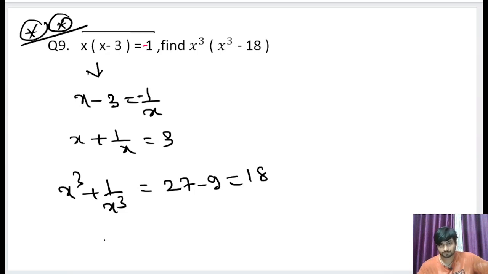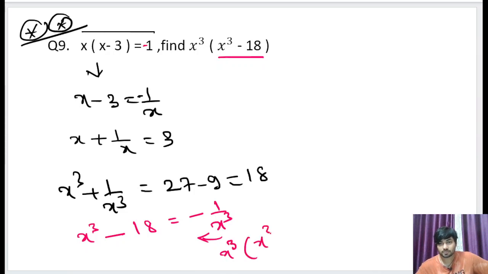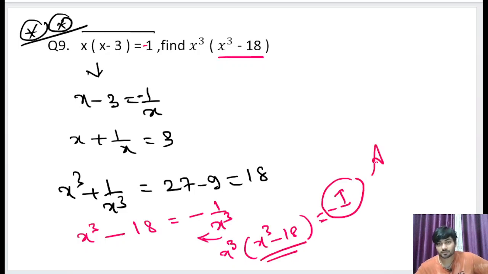Now let us take LCM. Let me write it with another pen color so that it will be easier for you. x cube plus 1 upon x cube is 18, so x cube minus 18, let me bring it to the left hand side, and take 1 upon x cube to the right hand side, that is minus 1 upon x cube. If I multiply by x cube, x cube into x cube minus 18, the value is coming as minus 1, which I need to find out. That is my question. So the answer is minus 1.